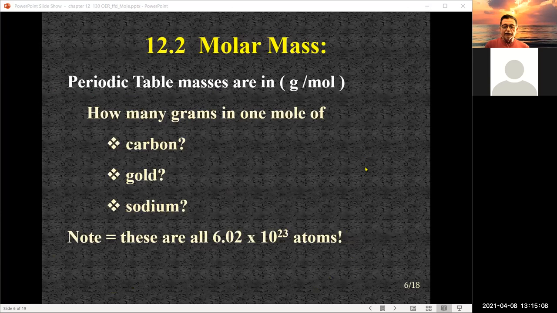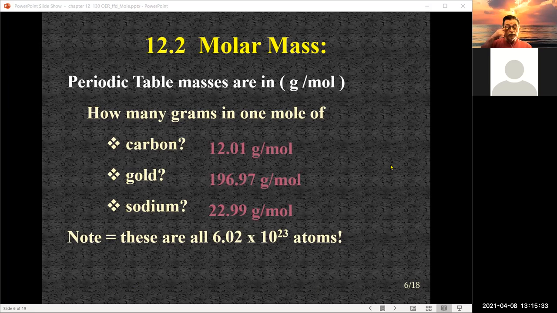These atoms are so tiny, it gives you a perspective as to how small these atoms are. All right, so how many grams, the question may be asked, using the periodic table, how many grams is there in 1 mole of carbon? Well, we simply go to the periodic table, find carbon, find its atomic weight, and guess what? It has an atomic weight of 12.01 grams. That's how much 1 mole of carbon weighs.